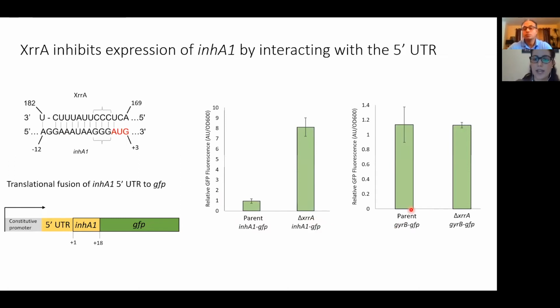And I also did a control experiment just making a translational fusion of GyrB to GFP, which is an enzyme that is, according to my RNA-seq data, not a target of SIR-A. And I, of course, see no difference in GFP production.